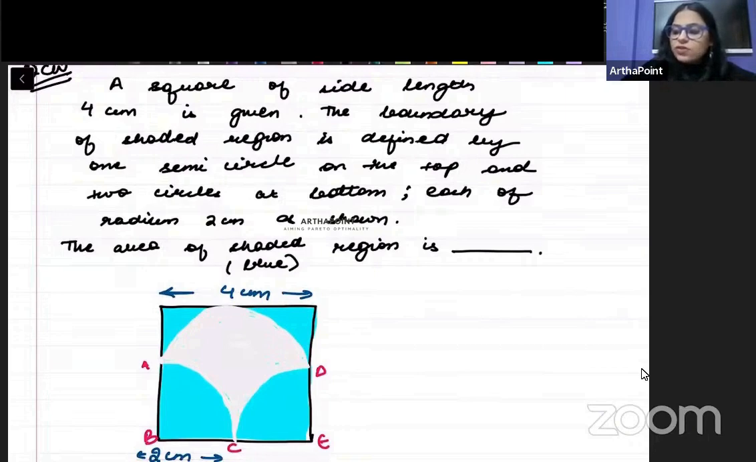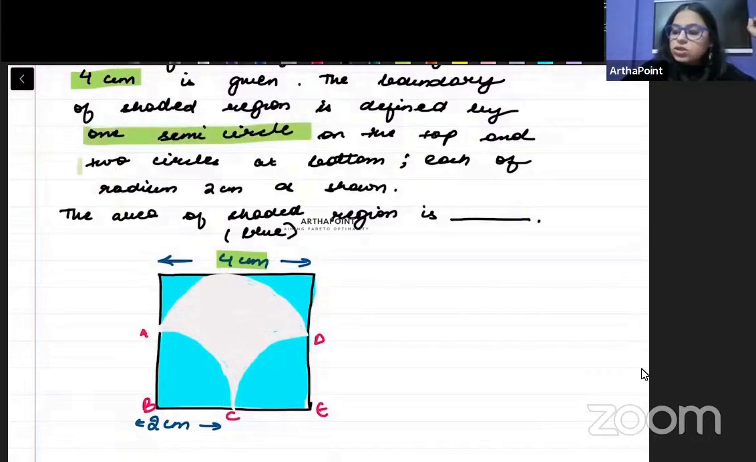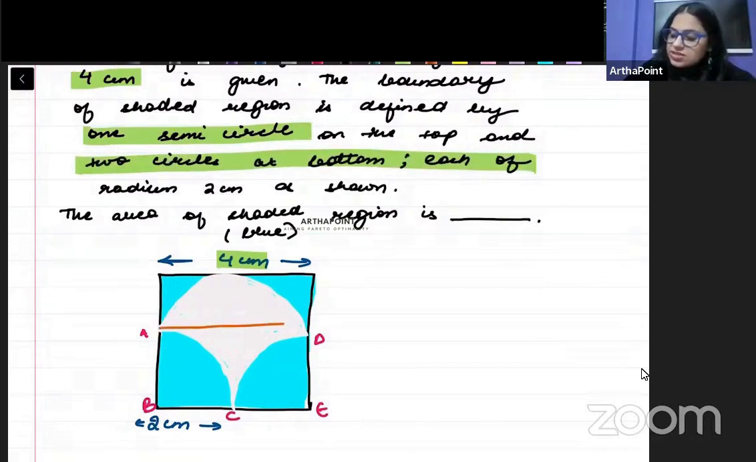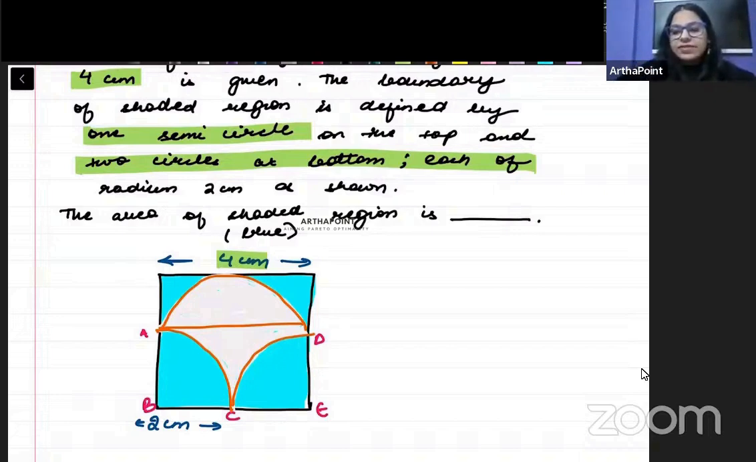This says a square of side length 4 centimeters. So you are given that the length of the square is 4 centimeter. And the boundary of the shaded region is defined by one semicircle on the top and 2 circles at the bottom. So ध्यान से देखो बच्चे. It says there is this one semicircle that has been formed. And there are these 2 circles which have been formed. जो circle पूरे दिख नहीं रहे हैं. These are these 2 circles that we have formed. It says find the area of the shaded region.